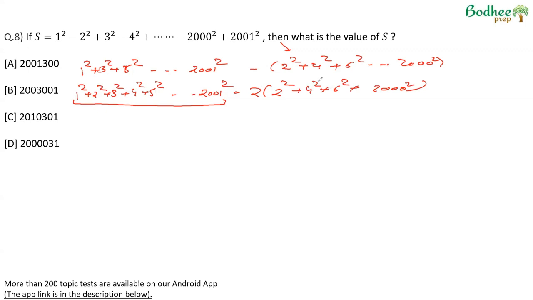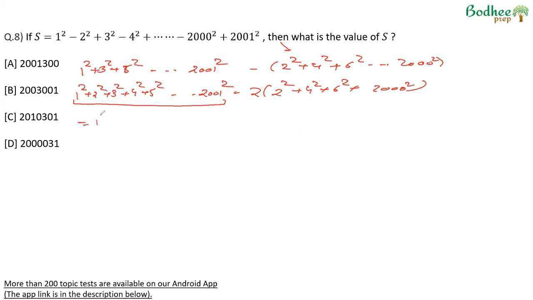If we take out 4 from 4 square, we'll be left with 2 square. If we take out 4 from 6 square, basically 6 square is 6 into 6, which is 2 into 3 into 2 into 3. We are taking out 2 and 2, 4, so we'll be left with 3 square. So basically, from the bracket, from each term, we can take out 4.